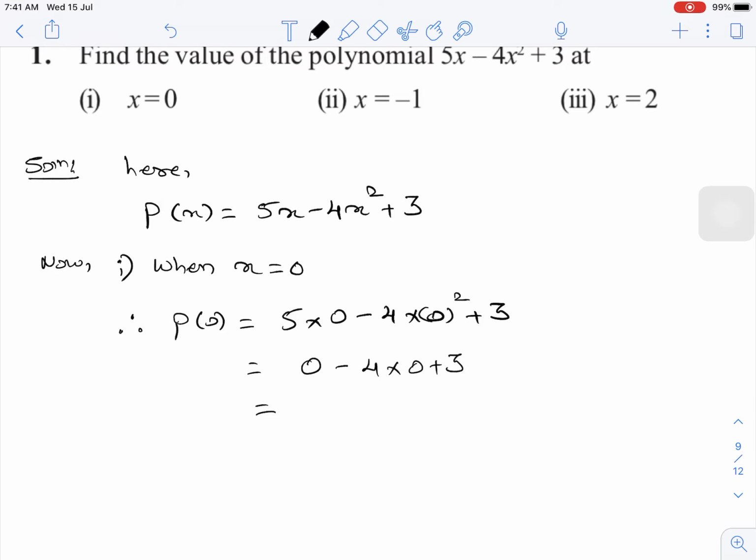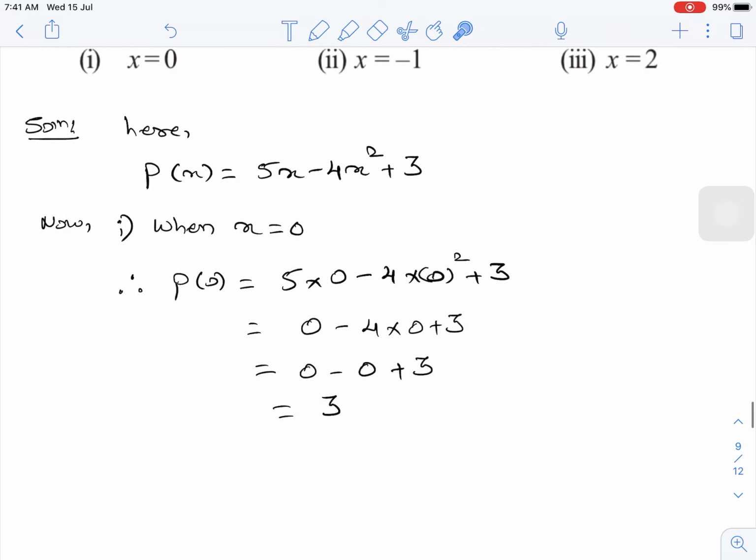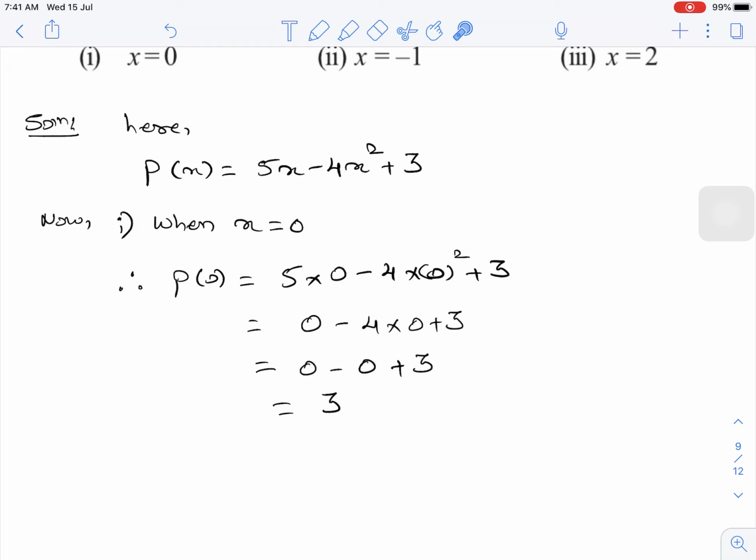It is better to write stepwise. 0 minus, now any number into 0 is again 0, plus 3. So our final answer is 3. So what does it mean? That the value of this polynomial when x is equal to 0 is 3. Now similarly we have to find what will be the value when x is equal to minus 1, when x is equal to 2?